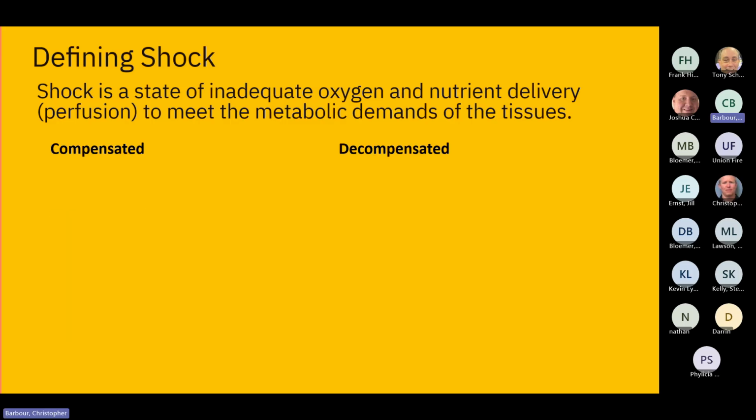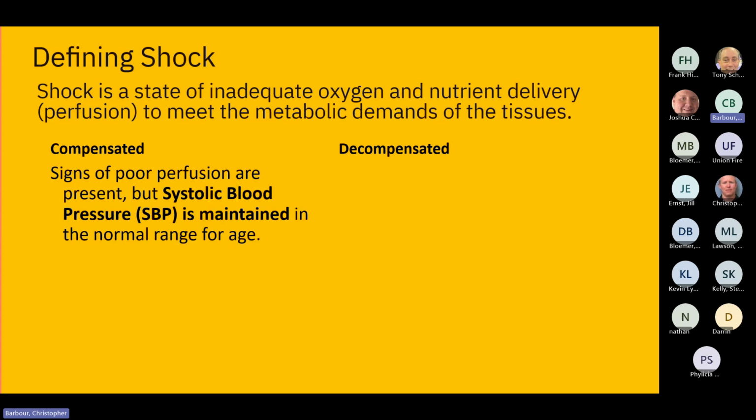So here we have compensated and decompensated. If you look at some of the newer texts from the American Heart Association, they've changed decompensated to hypotensive. So compensated, you're still going to see signs of perfusion. Signs of poor perfusion are present, but the blood pressure maintains normal for that patient's age. This is where we want to intervene.